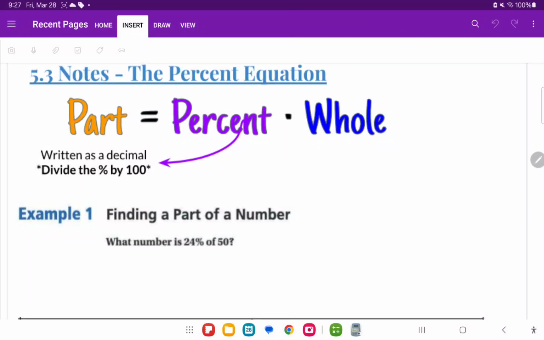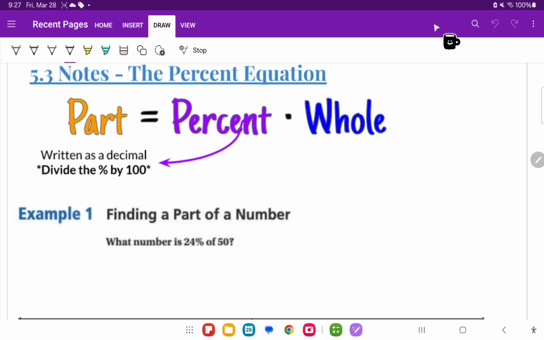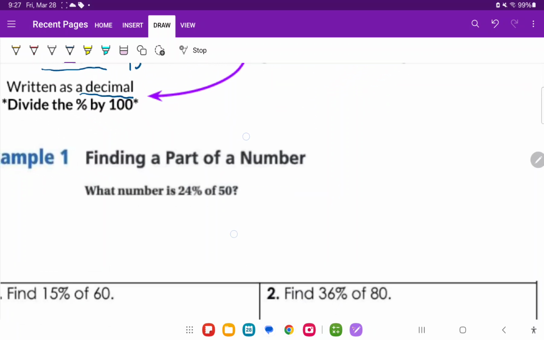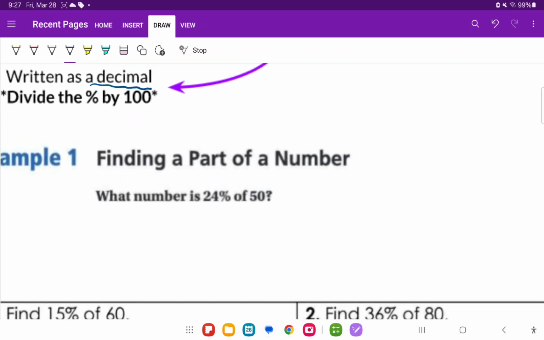Okay, so today we're going to start our 5.3 notes, the percent equation. Basically, the part is equal to, which we're also going to interpret as the word "is," the percent written as a decimal times the whole, right? Times the whole.